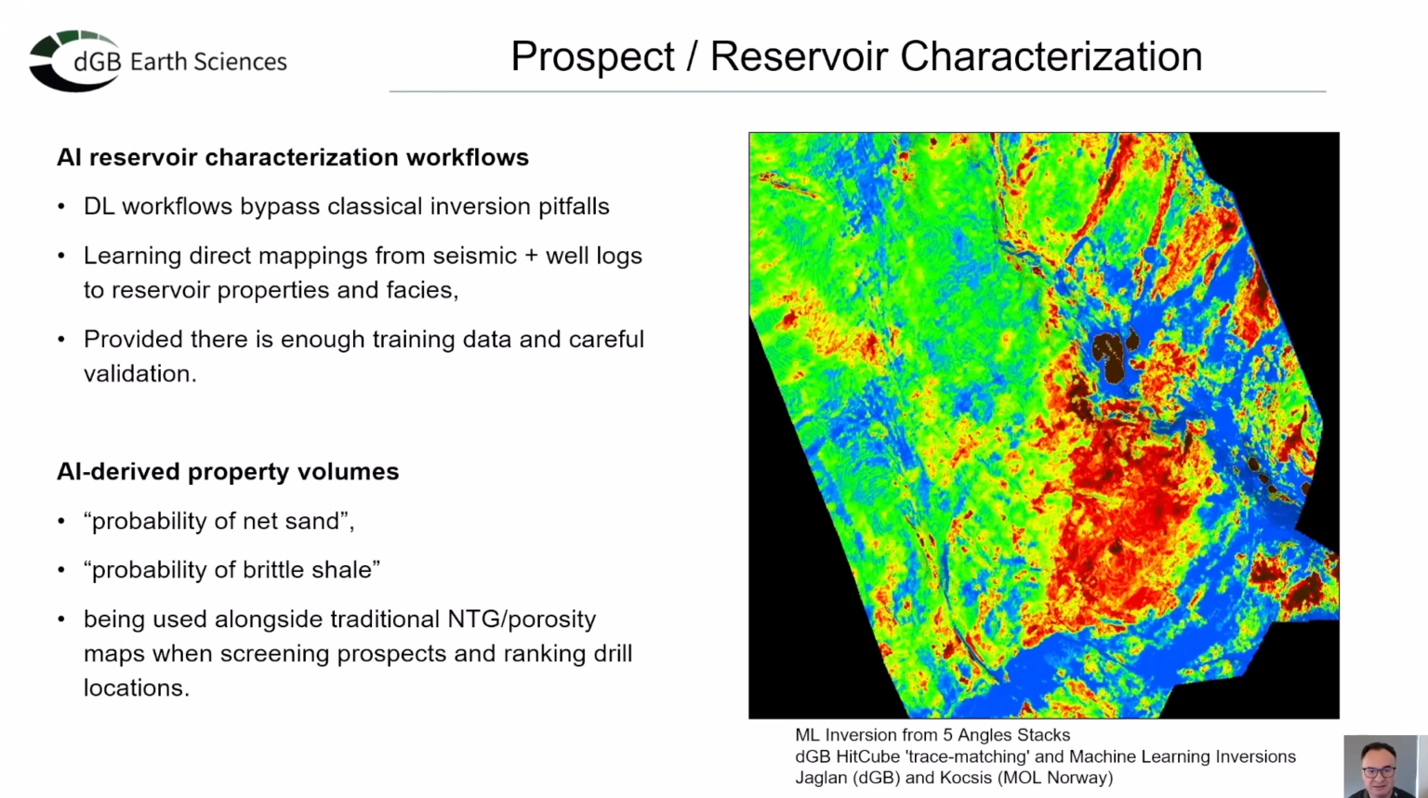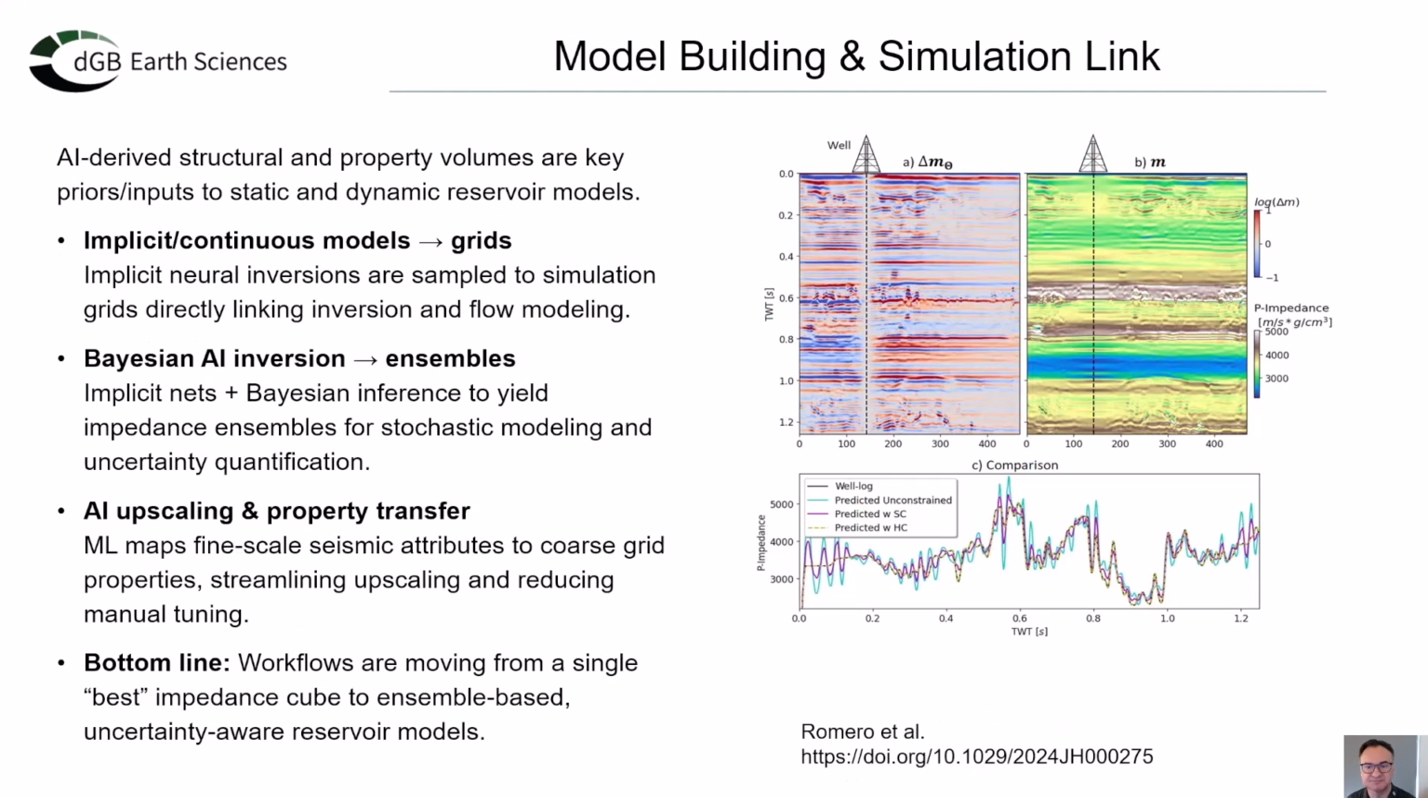And these deep learning-based workflows tend to bypass classical inversion pitfalls. They learn direct mappings from the seismic and well logs to reservoir properties and facies. That is, with the big caveat that there is enough training data and careful validation. We can then also have AI-derived property volumes, like probability net sand, probability brittle shale, and we use these along with traditional net to gross porosity maps when screening prospects and ranking drill locations.